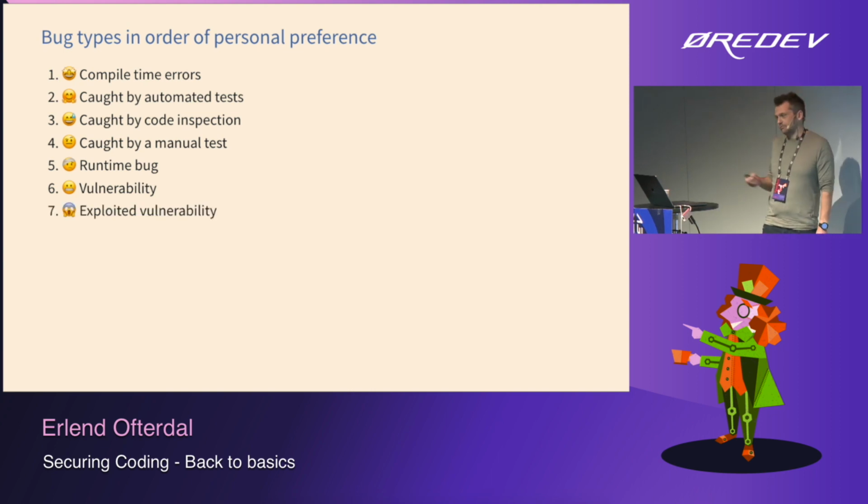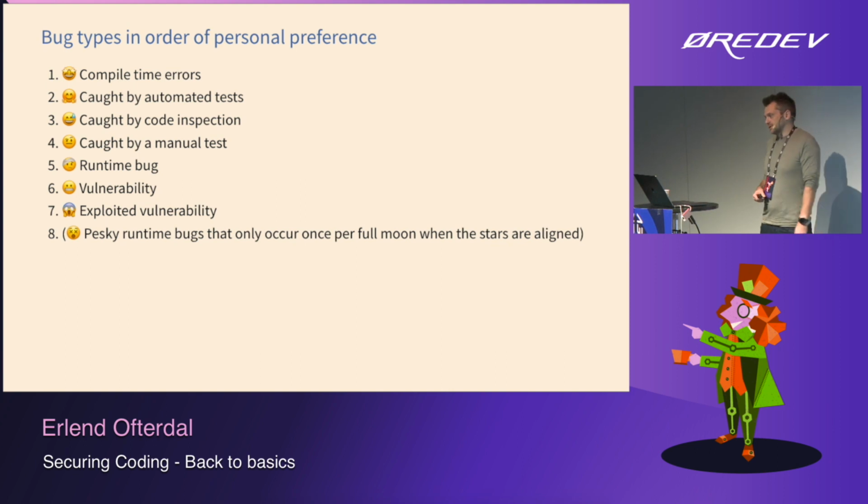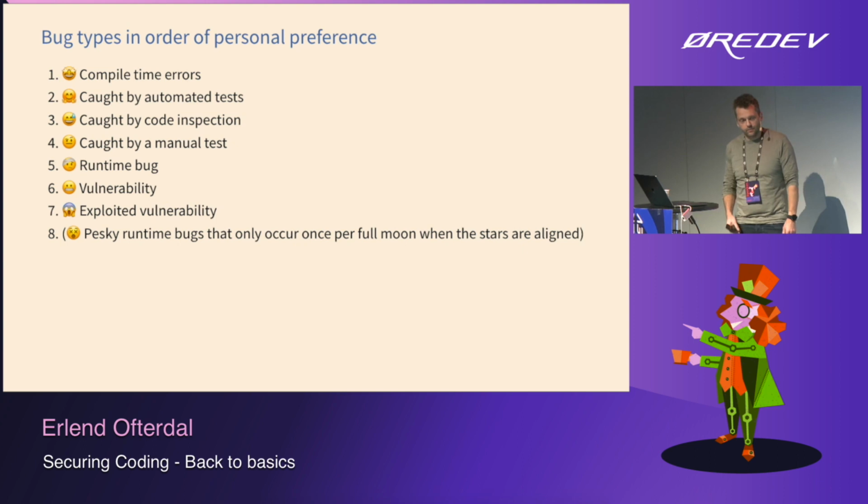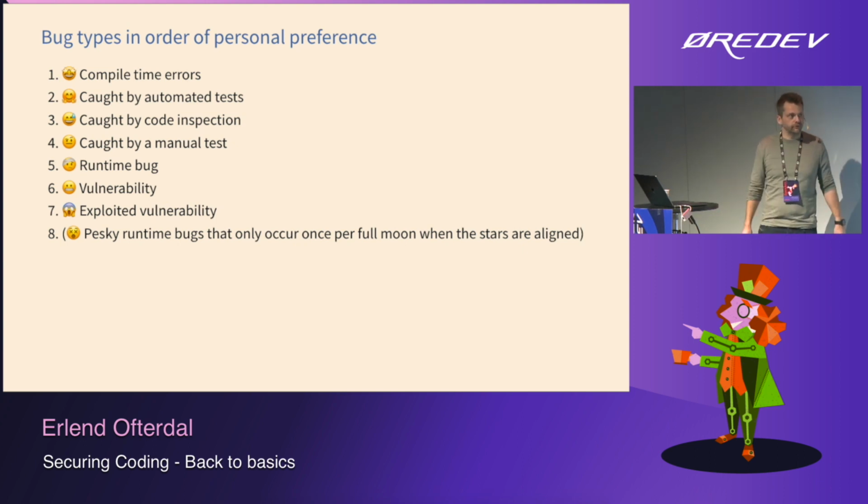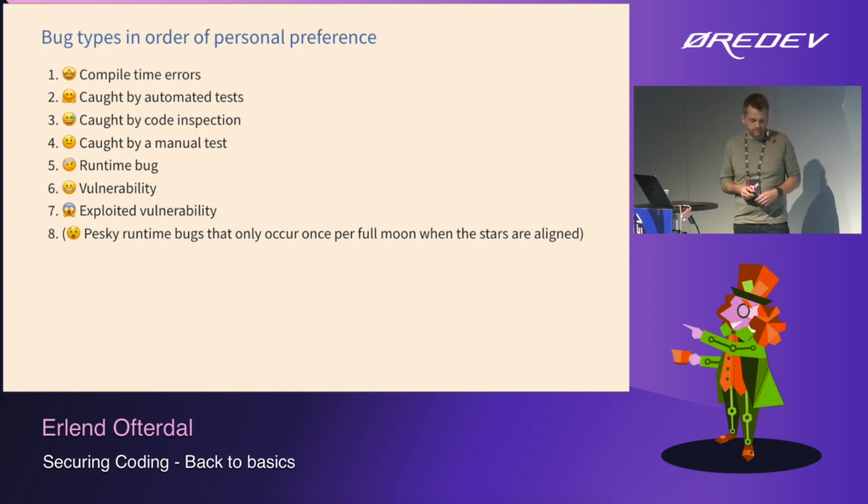And of course, it gets worse when it's an exploited vulnerability. And even worse if it's one of those things that only happen under certain conditions, and it's hard to find, and you're stressed out, and you're working on it for days, and you can't really figure out what's going on. So we have all these kinds of bugs. And I was thinking about how we can make things into compile time errors, or basically move bugs up the chain. But now I'm going to rewind a little bit.